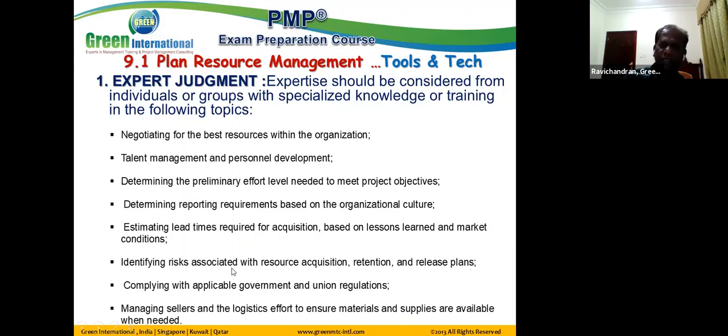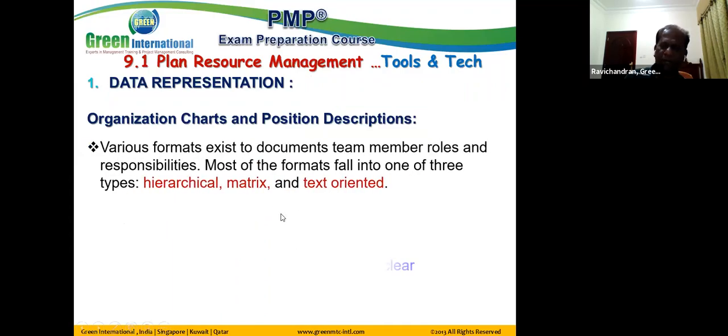Identify the risk, because the managers who are in the acquisition or recruitment of the manpower know what all the problems they face in getting the resources deployed into the project and generally how long it takes, and they are able to advise. Identifying the risk associated with the resource acquisition, retention and release plans, complying with applicable government and union regulations, managing sellers and logistical efforts to ensure material and supplies are available when needed. These are part of the thinking while we are doing the resource management plan.